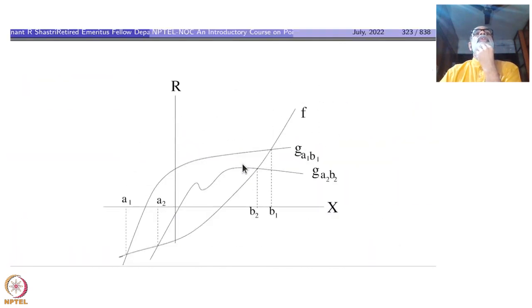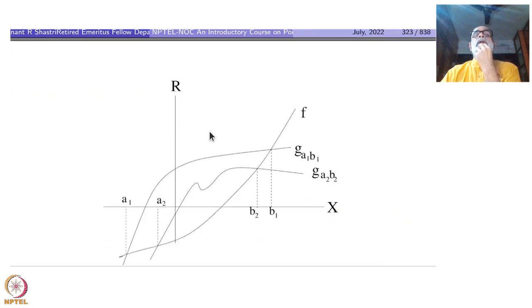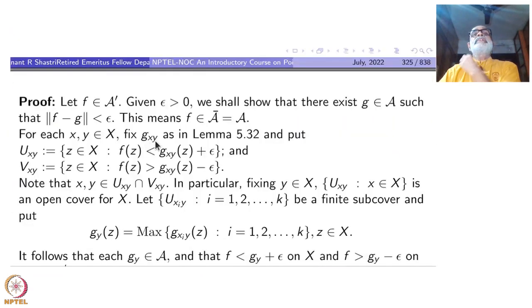Okay, this is what we have seen. For each x, y there is a g_xy because f is an element of A prime. All right, so fix g_xy as in this lemma. Now put U_xy equal to all z inside X such that f(z) is less than g_xy(z) plus epsilon. Okay, so this is the left ray, V_xy is the right ray, z belonging to X such that f(z) is bigger than g_xy(z) minus epsilon. These two rays are around g_xy(z): one is from minus infinity to g_xy(z) plus epsilon, and this one is from g_xy(z) minus epsilon to plus infinity. So these two rays are taken.